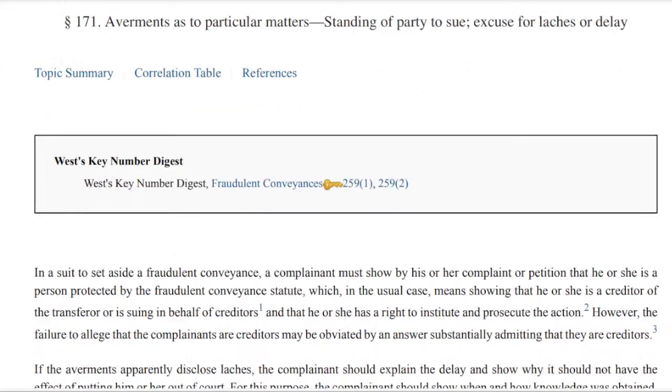So we're on to section 171, averments as to particular matters, standing of party to sue, excuse for laches or delay. Remember, we went over laches, which could actually override statutes of limitations, but they're ones that cause the harm for the excess of delay.